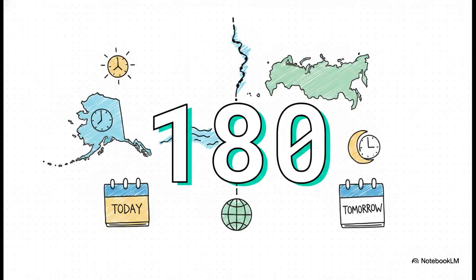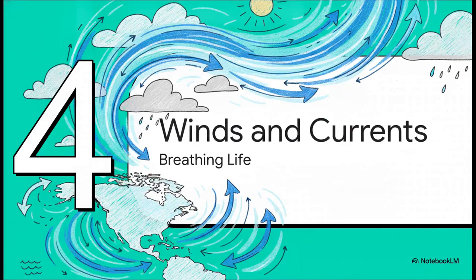But this next one is definitely my favorite. Look at the Bering Strait, separating Alaska from Russia. What's wild is that the 180-degree longitude line, the international date line, passes exactly through it. So this water doesn't just separate two continents, it literally separates today from tomorrow. You could theoretically sail across it and time travel. How crazy is that? All right, our physical map is really taking shape.